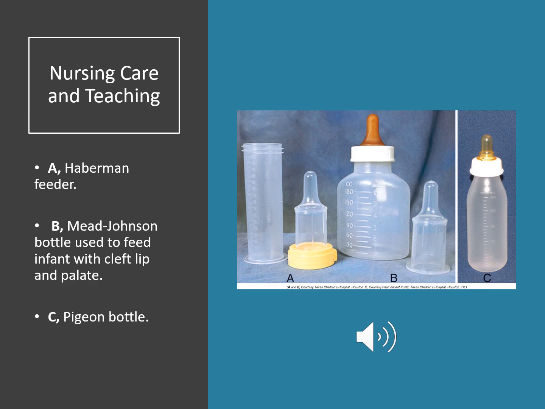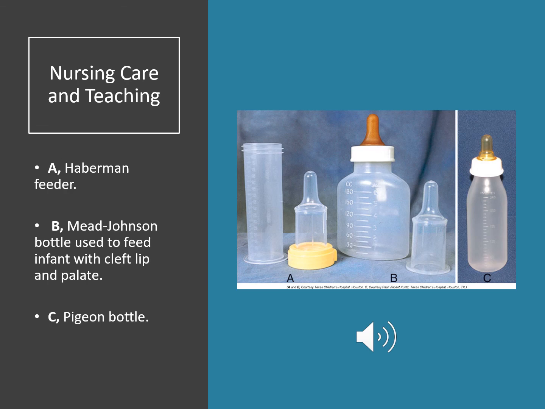So some techniques and interventions. They need to be in a more upright position with their head supported or cradled in the parent's arm when they are feeding. And standard nipples won't work. They're inappropriate for the child with a cleft lip or palate. They really need special feeding equipment like what we call a Haberman feeder or a Mead Johnson feeder, which is picture A and B. And then not quite as common in picture C is what's called a pigeon bottle, but the idea is they're all going to do the same thing.